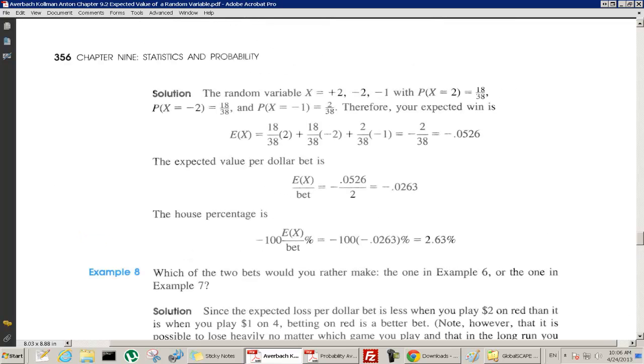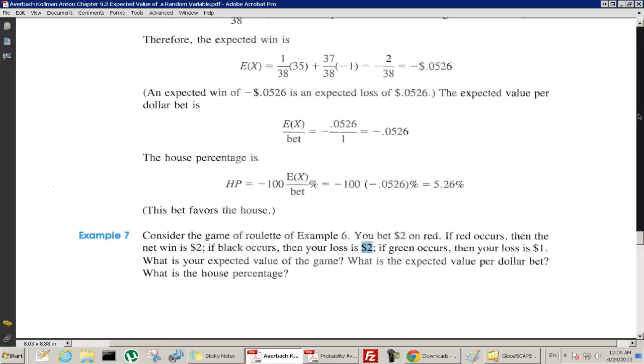Okay, so again, we want to define a random variable that gives us your possible outcomes. So what are your possible outcomes? We just said that you could win $2, you could lose $2, or you could lose $1.